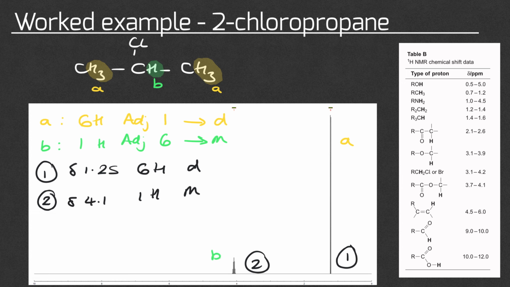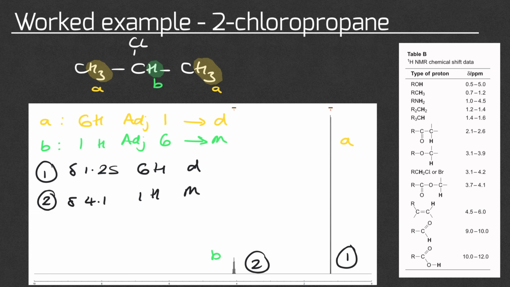Peak 2 is environment B, as it has 1 hydrogen as predicted, and is a multiplet as predicted. It has a chemical shift of about 4.1, which falls within the range for a hydrogen attached to a carbon attached to a chlorine. So we're quite satisfied that we've assigned these peaks correctly.